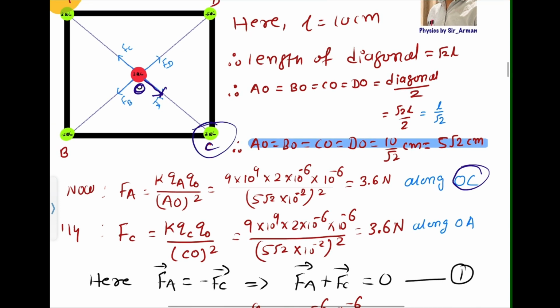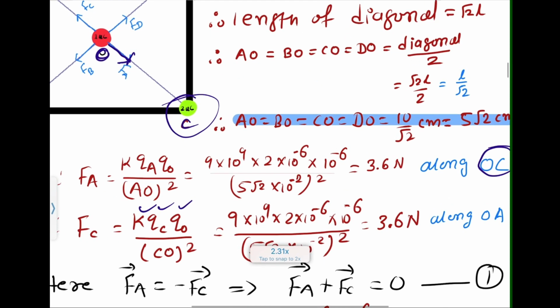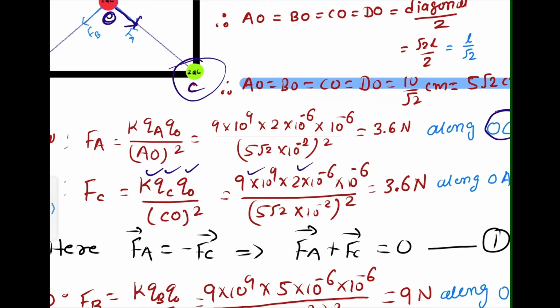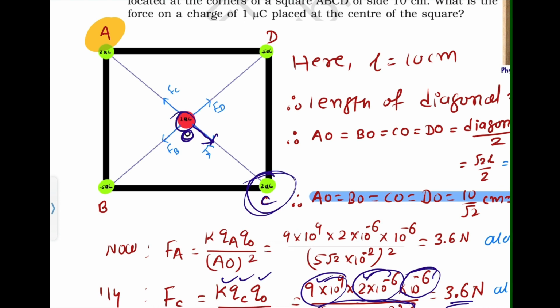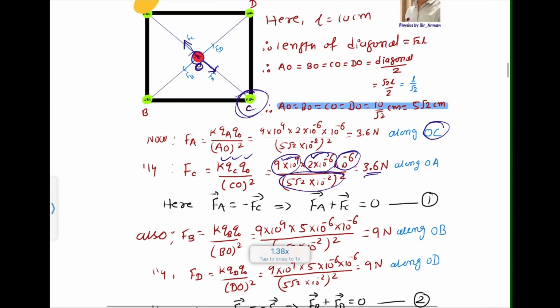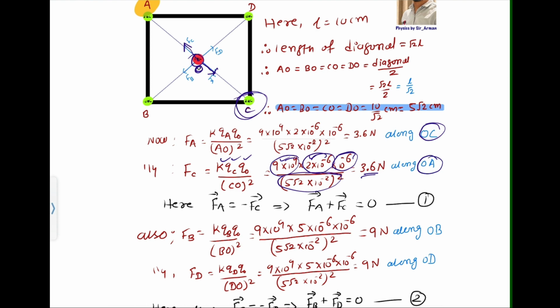Similarly, you can check the force by C, it is K, QC, Q naught. Now I am not going in depth, you can understand this. So I have just put all the values here. It is the value of 9, then QC, which is 2 microcoulomb, then 1 microcoulomb, and the distance r, and again we are getting the value 3.6. As C and the charge at the center are both positive, they will repel. So here you can see that it is along OA. So OA and OC are opposite in direction, right? So these forces are equal and opposite in direction, so their summation will be 0. The summation of these two forces FA and FC is 0.